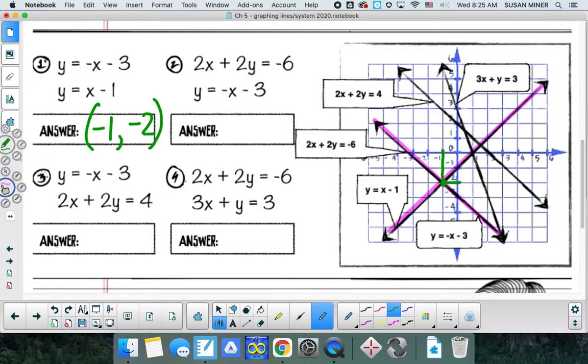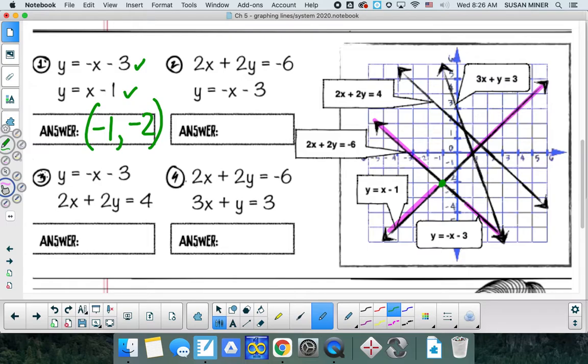Okay, so now there is my solution. Well, what does that mean? Well, it means that right here at this point where those two lines cross, both of those equations are true statements. When x is -1 and y is -2, this is going to be true and that is going to be true at the same time. And the truth is that is the only point on the graph where both of those equations will be true at the same time.